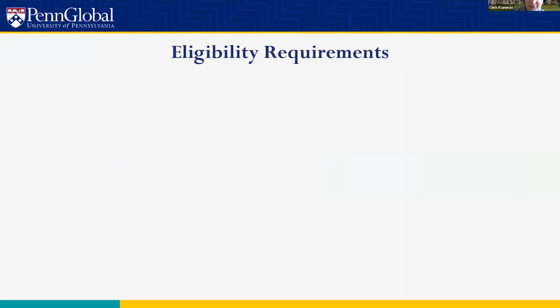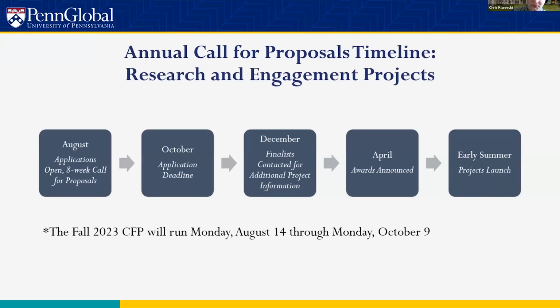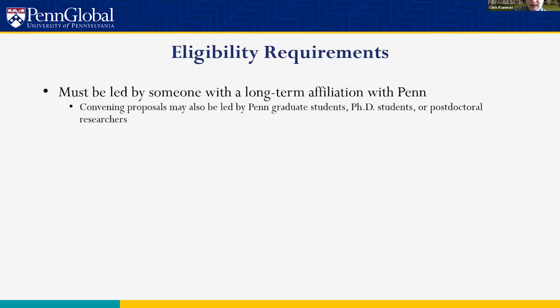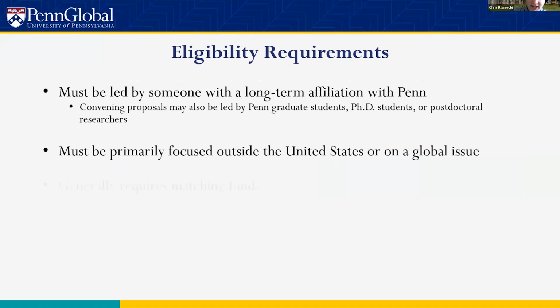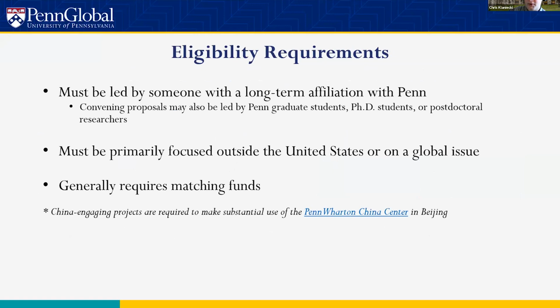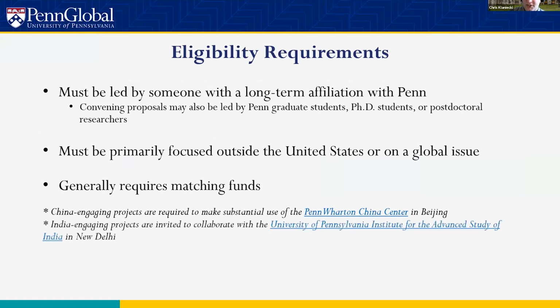Wanted to flag for everybody here that the fall call for proposals this year is going to run Monday, August 14th through Monday, October 9th. To be eligible for these awards, you do need to be somebody with a long-term affiliation with Penn. Again, convening proposals may also be led by graduate students, PhD students, or postdocs. You need to be primarily focusing your project outside the US or on a global issue, and our awards generally require some amount of matching funds.